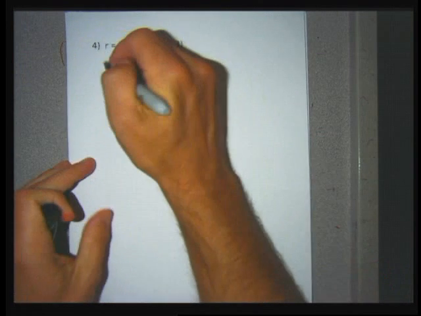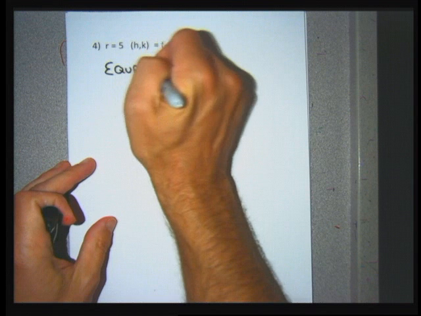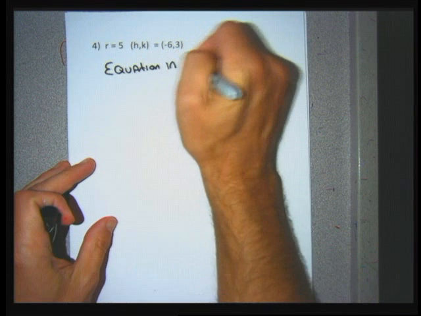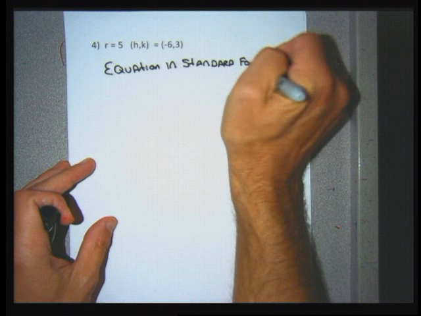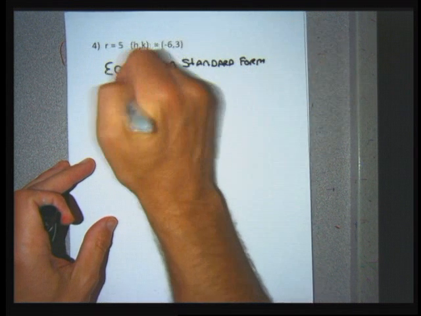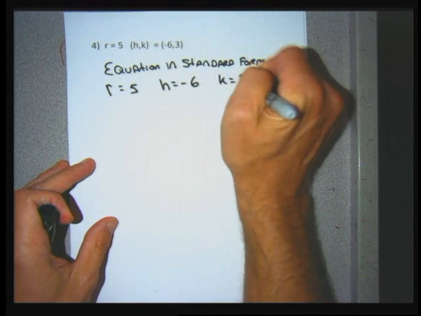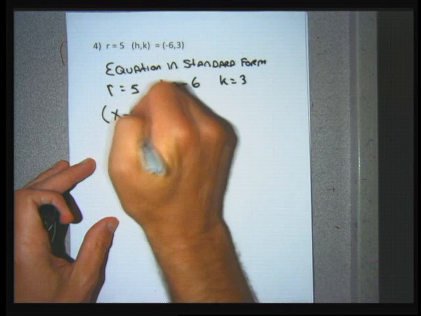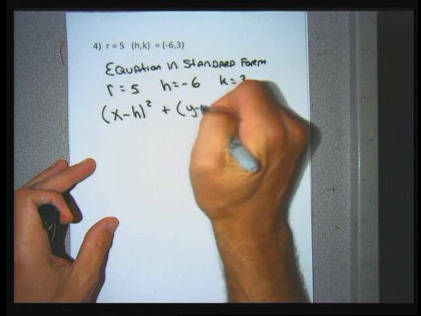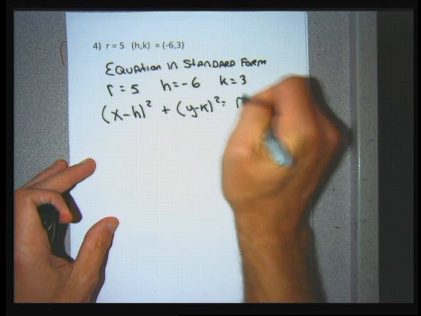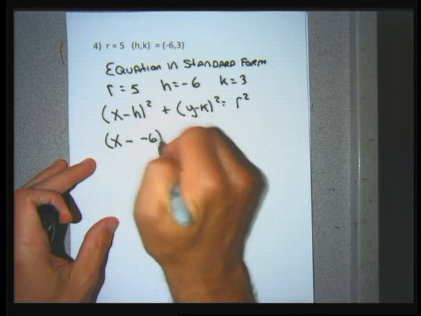So for the first thing I want to do is come up with my equation in standard form. And I'm going to do standard form plus simplify. I tell you that the r is 5, that the h is negative 6, and that the k is 3. I'm going to take those values and plug them into the formula x minus h squared plus y minus k squared equals r squared. So into the x parentheses, I'm going to put a negative 6 in for the h.